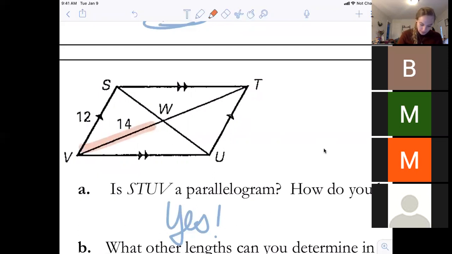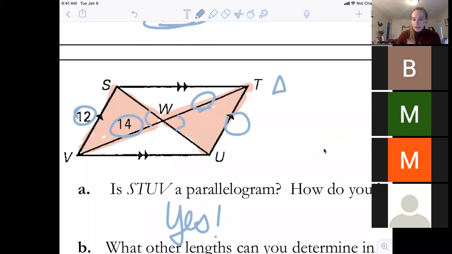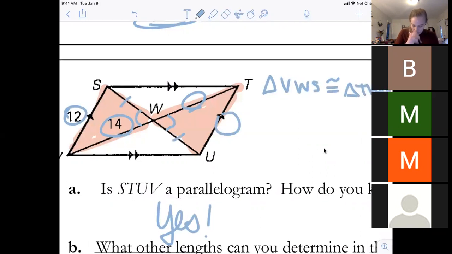VWS and TWU. Good. Very good, Ben. I love how carefully you named that. Those guys are congruent. We knew 12 and this guy was 12 and this is 14 and that's 14. And then I've got these interior angles by vertical angles. You also could have done these sides. There's a lot of ways we could prove these triangles are congruent. I would write this under letter C if I were you, but I'm just gonna write it next to it. So VWS is congruent to TWU. Very good, Ben.